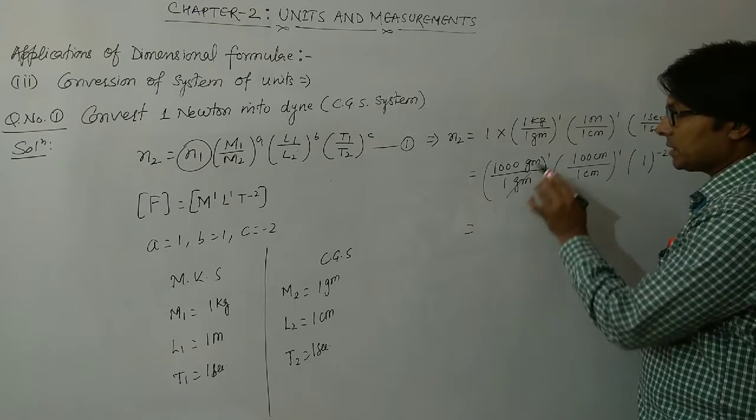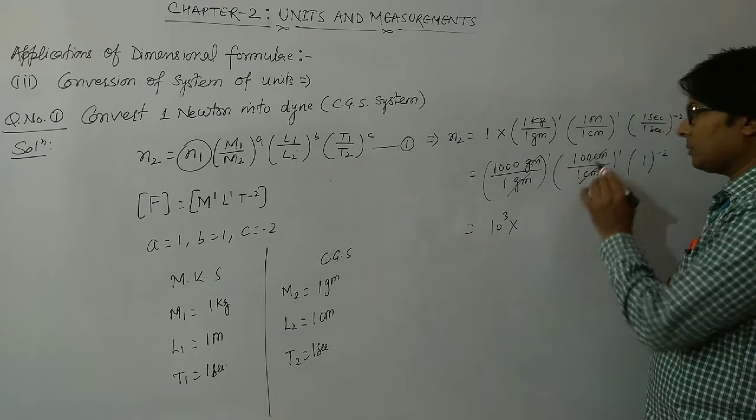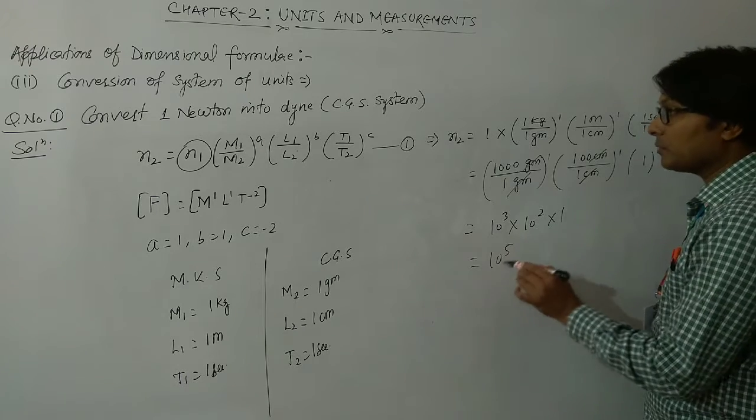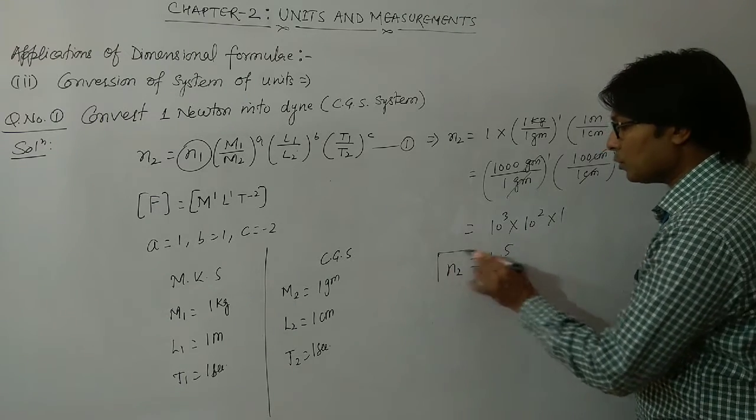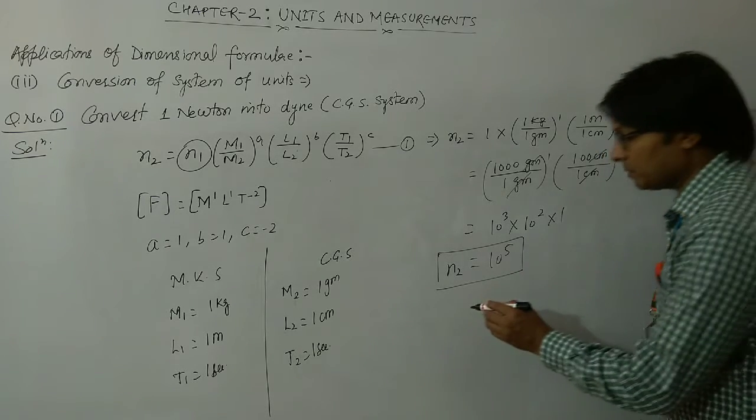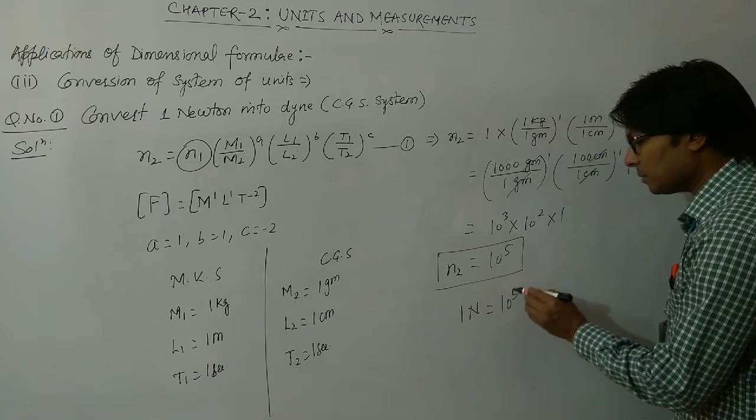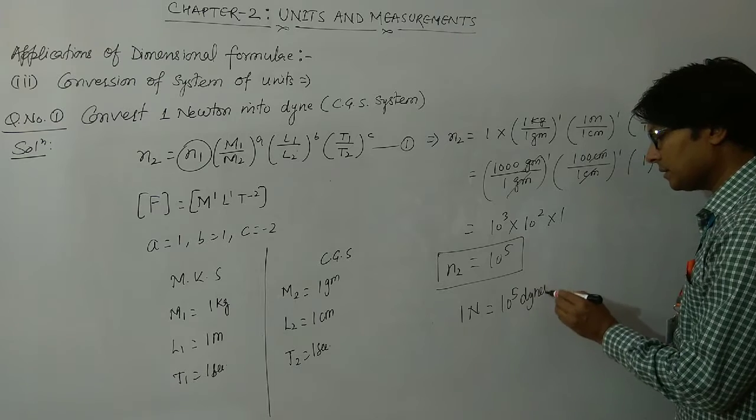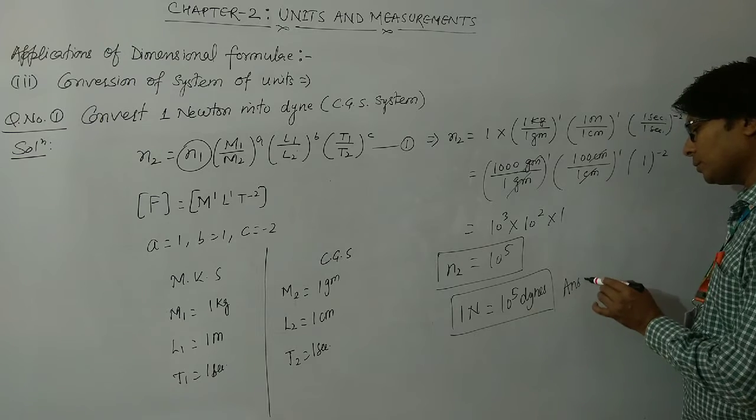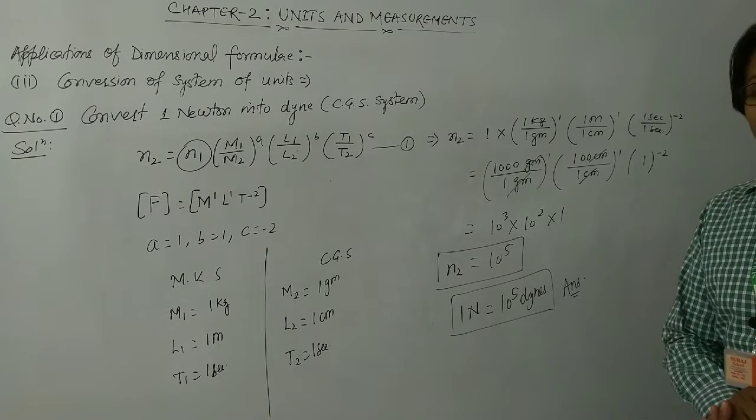So it cancels out, and it can be written as 10 raised to the power 3 multiplied by 10 raised to the power 2 multiplied by 1, so it becomes 10 raised to the power 5. So 1 newton can be written as 10 raised to the power 5 dynes. This is the conversion we wanted to find out. I hope you have got an idea of how to convert one system of units into another.